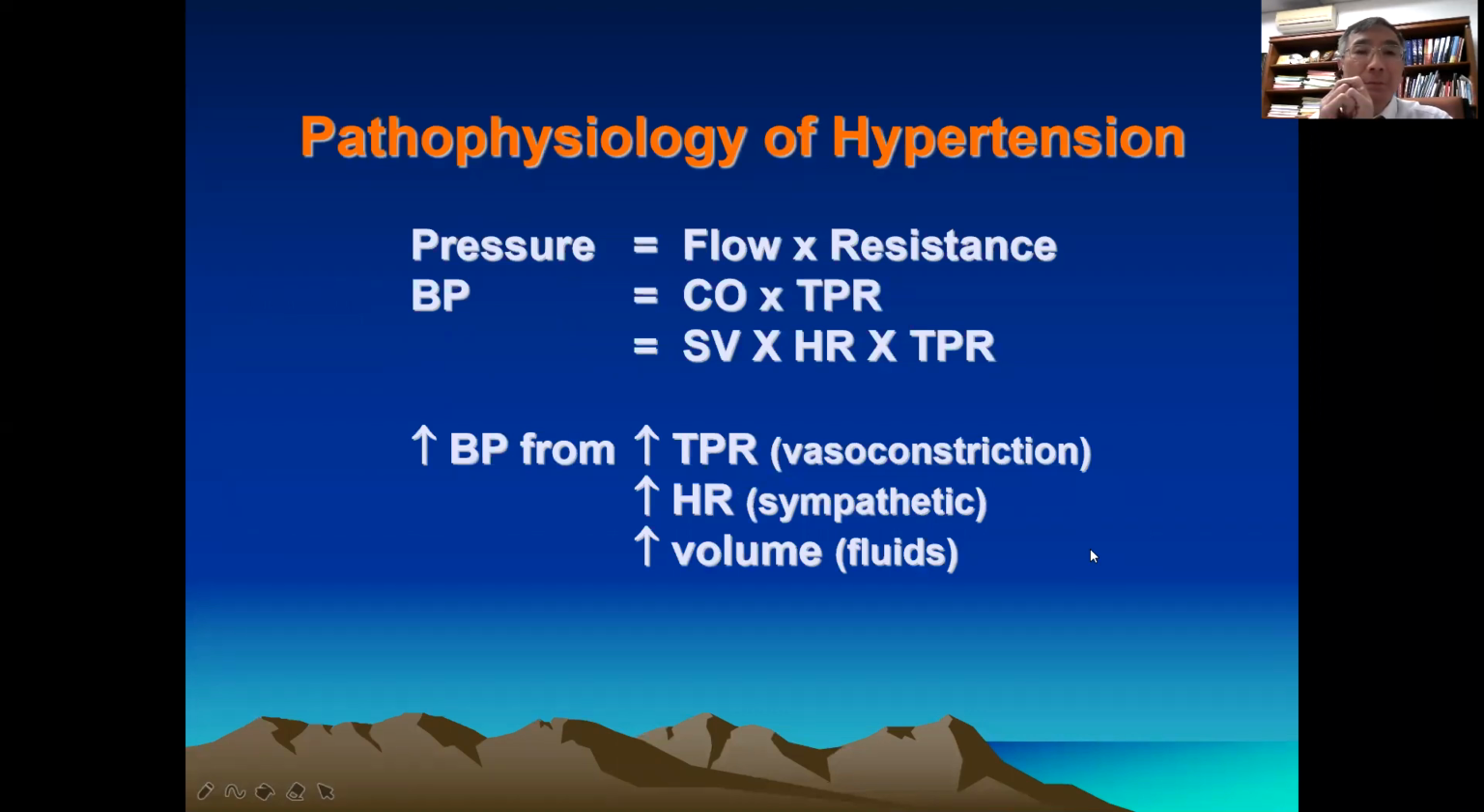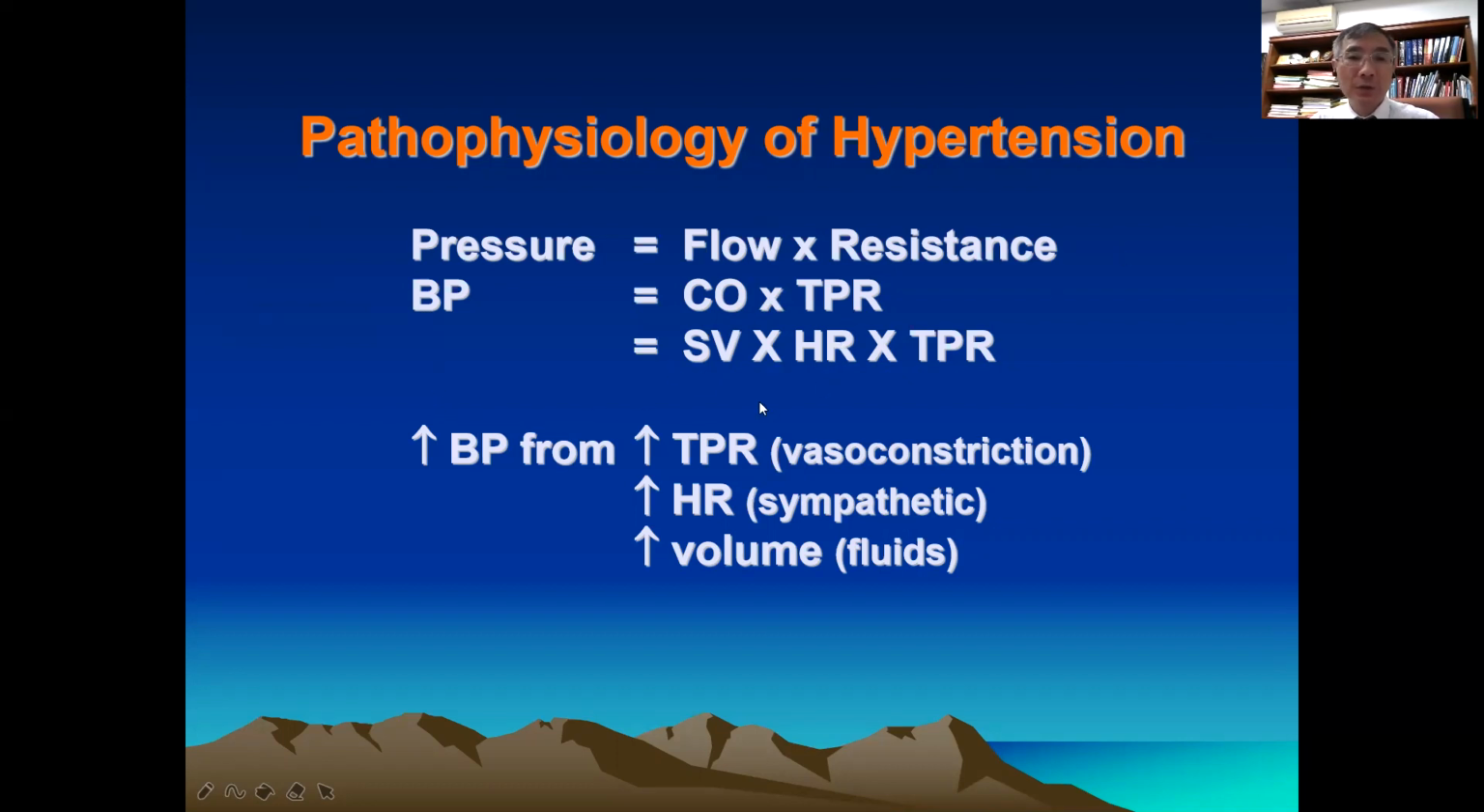We now come to the pathophysiology of hypertension. Now, blood pressure physics principle, or any pressure, is the product of flow and resistance. Flow times resistance is pressure. Therefore, in the circulatory system, the blood pressure is actually the product of the cardiac output and the total peripheral resistance. Cardiac output is the product of the stroke volume and heart rate.